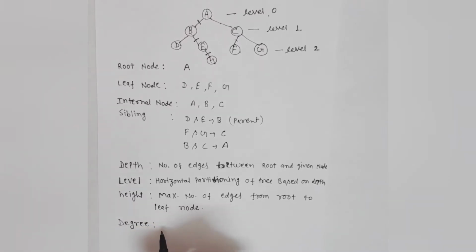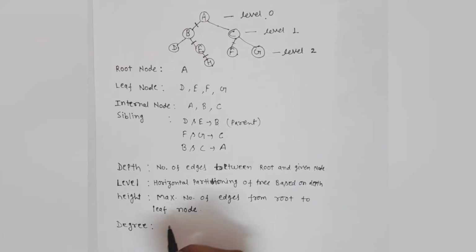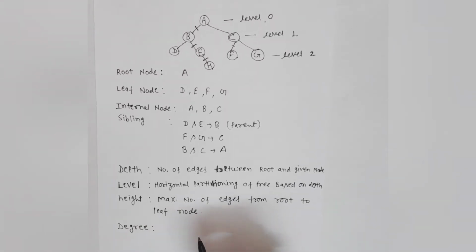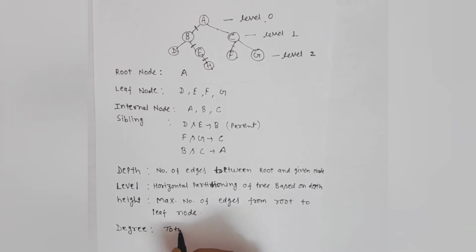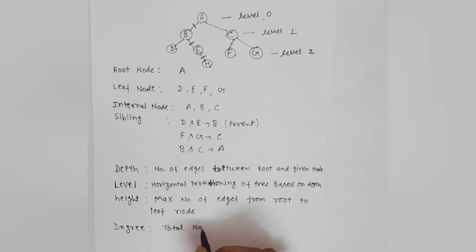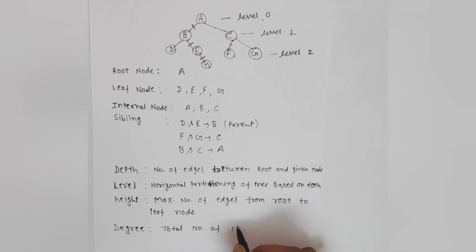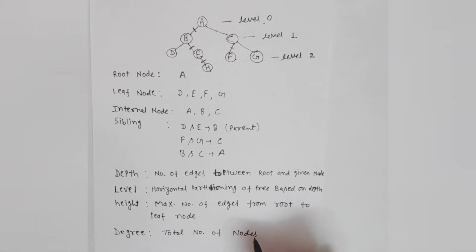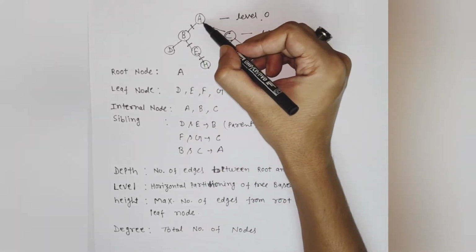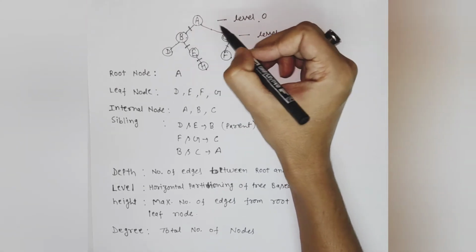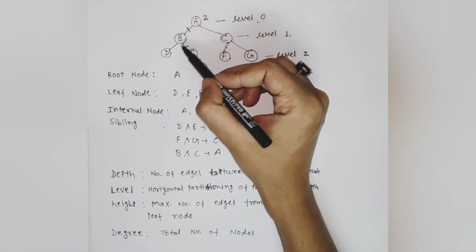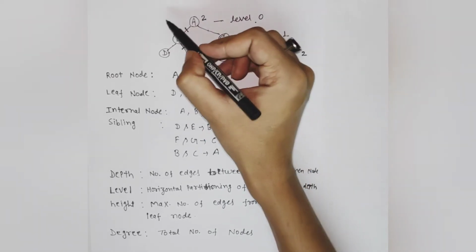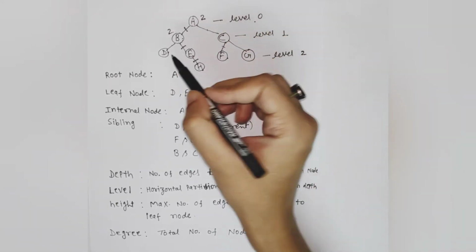Next is degree. The total number of children of a node is called its degree. So in this tree, A has 2 children, so the degree of A is 2. And B has 2 children, D and E, so the degree of B is also 2.